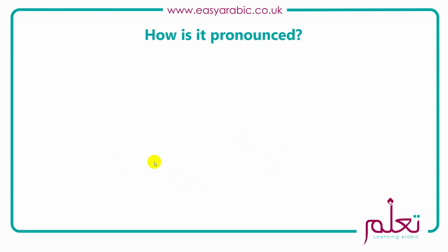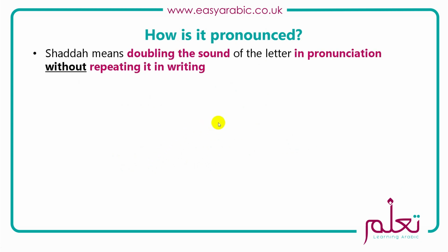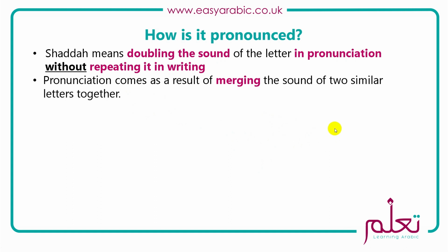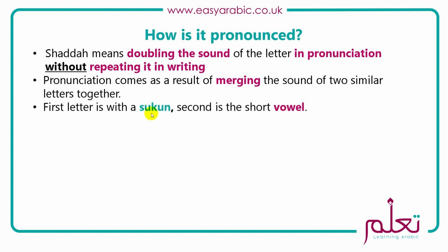The Shaddah means that you double the sound of the letter in pronunciation, but you don't repeat it in writing. You're not writing the letter twice, you're just making the sound twice. The pronunciation comes as a result of merging the sound of two similar sounding letters. So if the letter is a Ra, you will double that sound. The way I teach some of the students is to assume that the first letter has a sukoon on it, and the second one has whatever the vowel is that was on there.